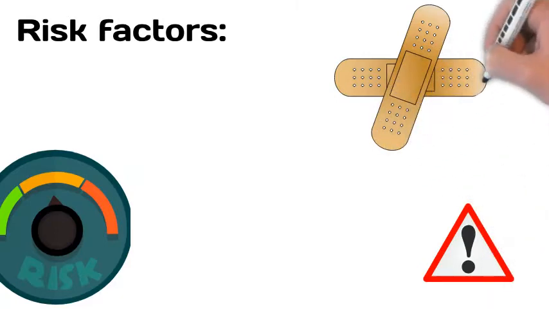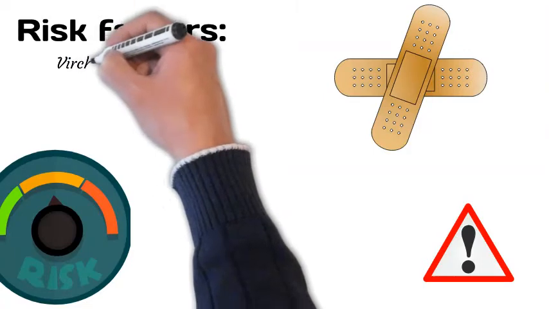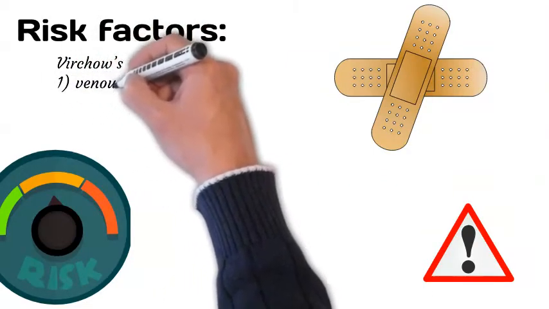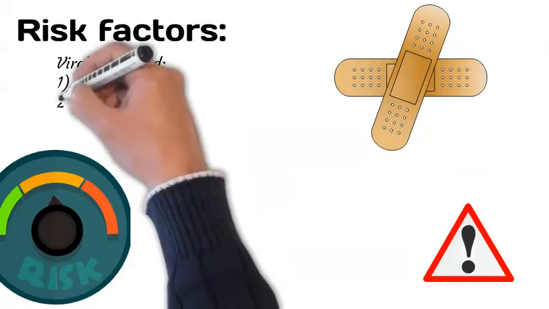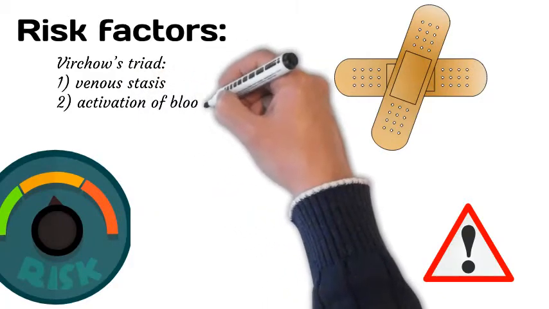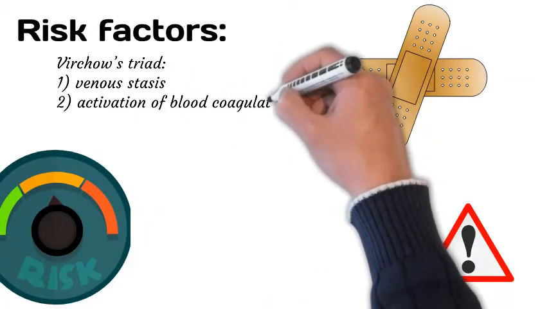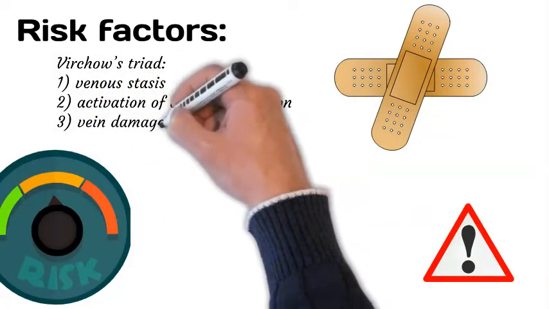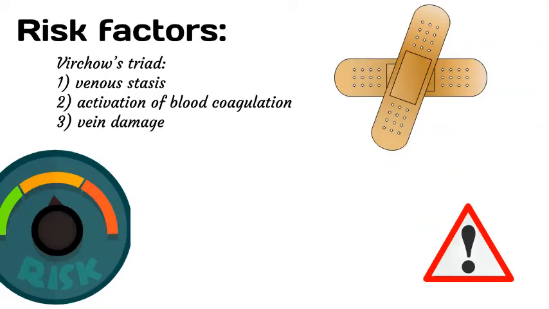So, over a century ago, there was a guy named Rudolf Virchow who described 3 factors that are critically important in the development of venous thrombosis and now are known as the Virchow's triad. Number 1, venous stasis. Number 2, activation of blood coagulation. And number 3, vein damage. So these 3 essentially are the risk factors that all of the other risk factors fall under. They would be either one or sometimes even all 3 of these.